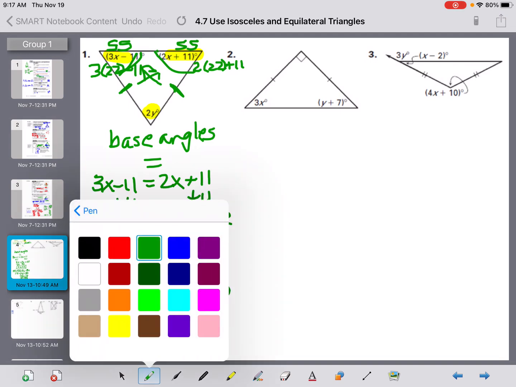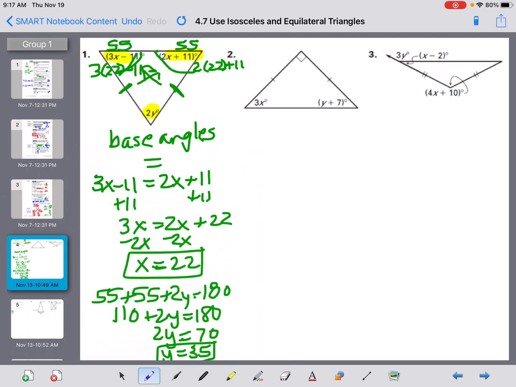All right. So number 2, I've got an isosceles triangle, right? So I can come over here. This angle is equal to this angle. Do I really want to set 3x equal to y plus 7? 2 variables, 1 equation? Not if I can avoid it.